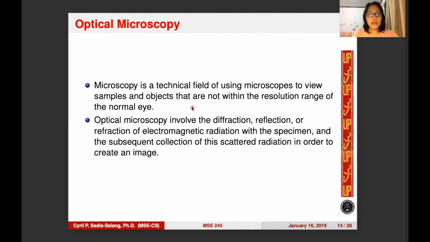So we've covered the examples of optical measurements. At this point, let's consider the definition for microscopy and optical microscopy. Microscopy is a technical field of using microscopes to view samples that are not within the resolution range of the normal eye. Optical microscopy involves the diffraction, reflection, or refraction of electromagnetic radiation with the specimen and the subsequent collection of this scattered radiation in order to create an image.